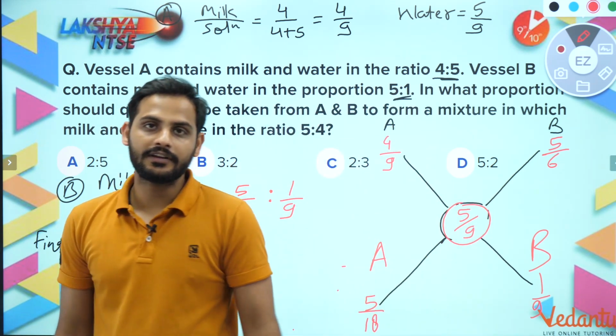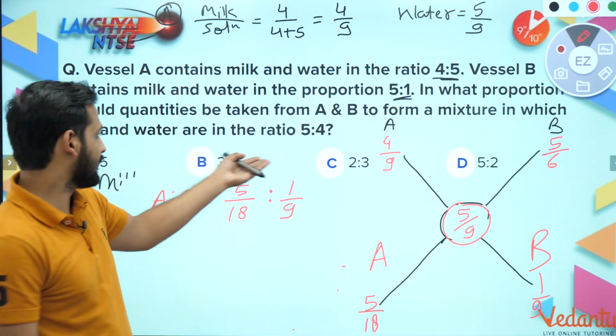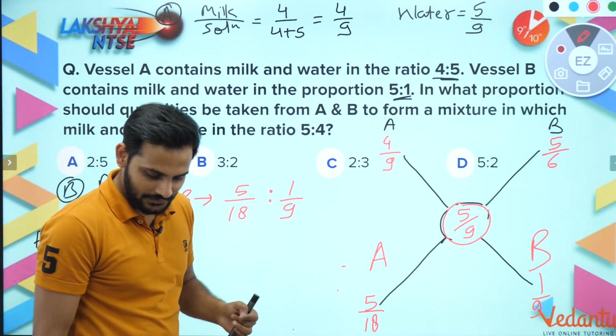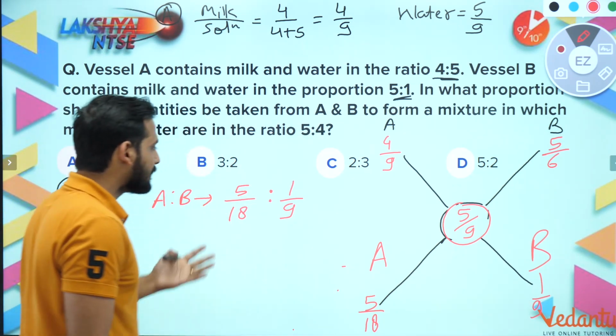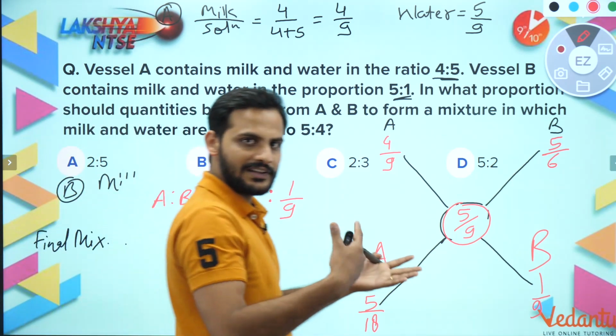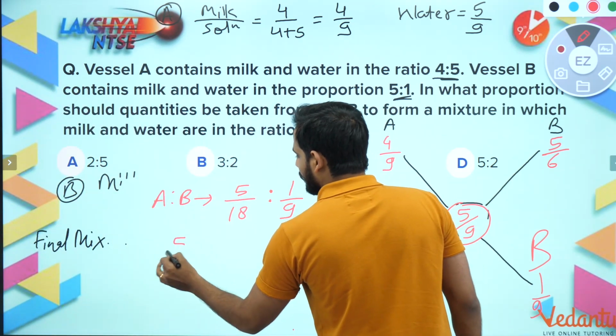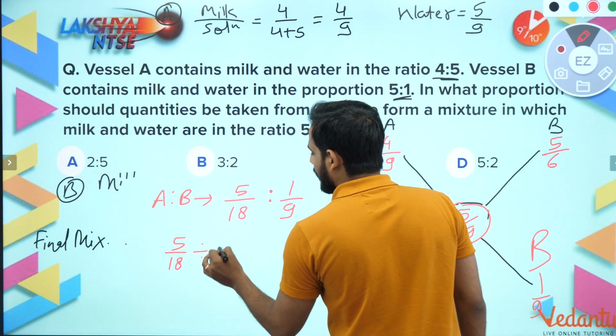Now again, you need the simplified form. The answer is not something like that, so you need to do the simplification. How is it done? See, ratio means nothing but division. So it is 5/18 divided by 1/9.